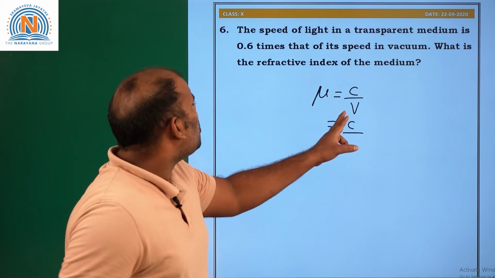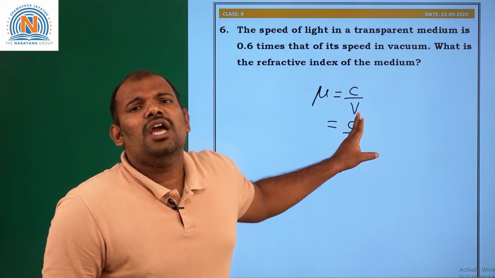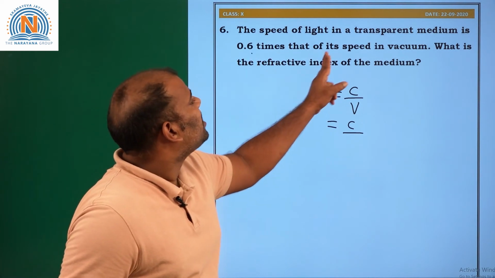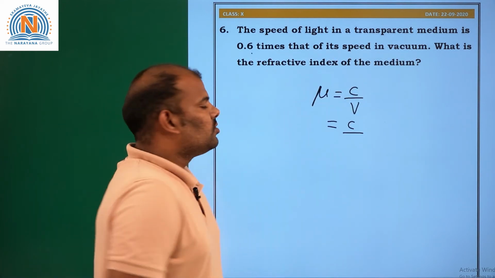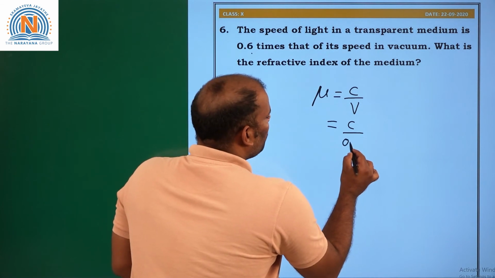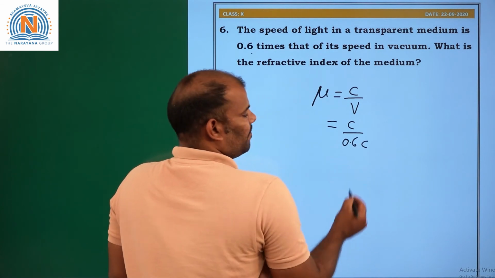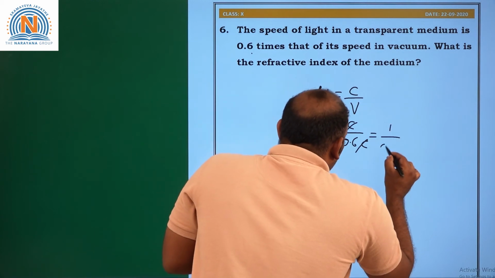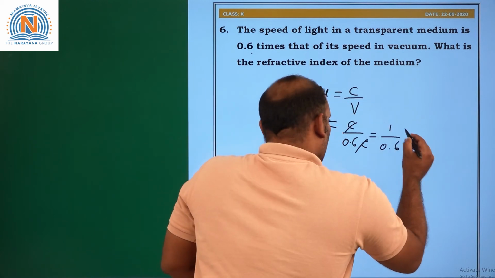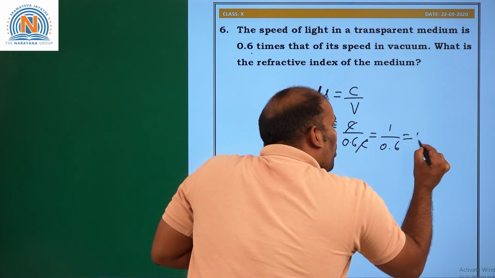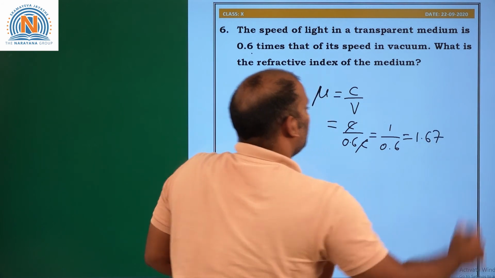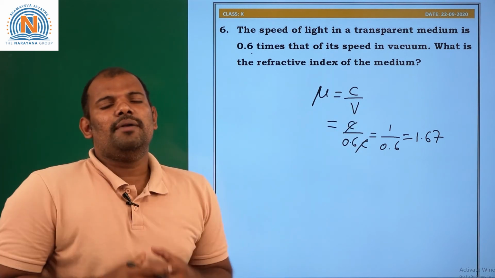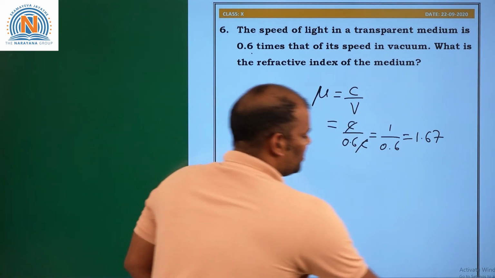Okay, what is the value of velocity of the light in that medium? That is 0.6 times that of speed in vacuum. So this is nothing but 0.6 c. c gets cancelled. Then you will get 1 by 0.6, that is equal to 1.67. This is the refractive index of that medium. Question number 7.